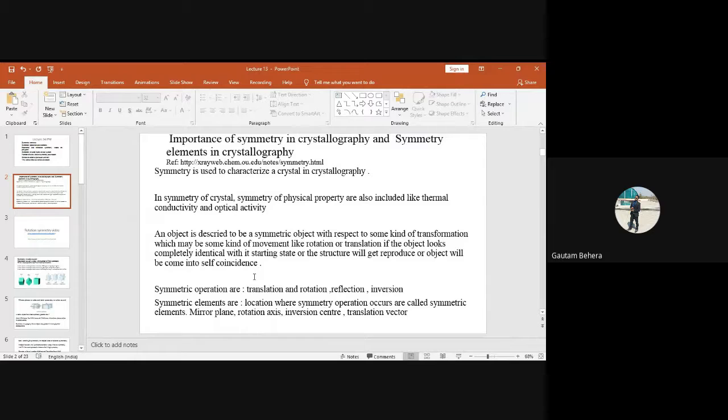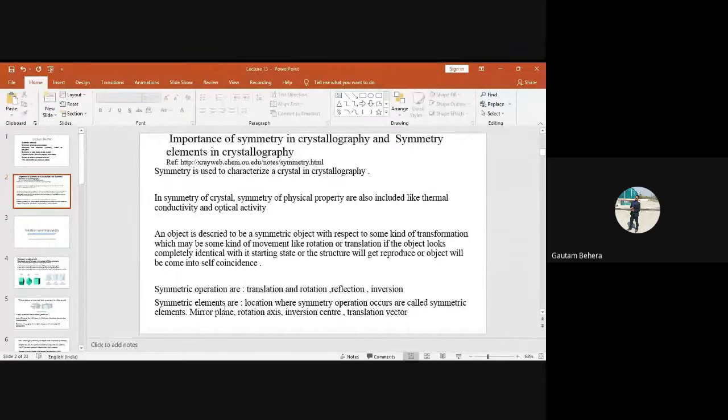So symmetric operations mean what? These are symmetric operations. Translation is one operation. That means if you translate and the object comes into self-coincidence, or the structure reproduces, that is called translational symmetry, right? And rotation is another operation we can do, because in the previous lecture I told you, you have to do some geometric operation on the object or on the crystal so that the structure will reproduce again. That may be translation, rotation, reflection, inversion. So these are the symmetric operations, or geometric operations, you can also say in a simple way, right?